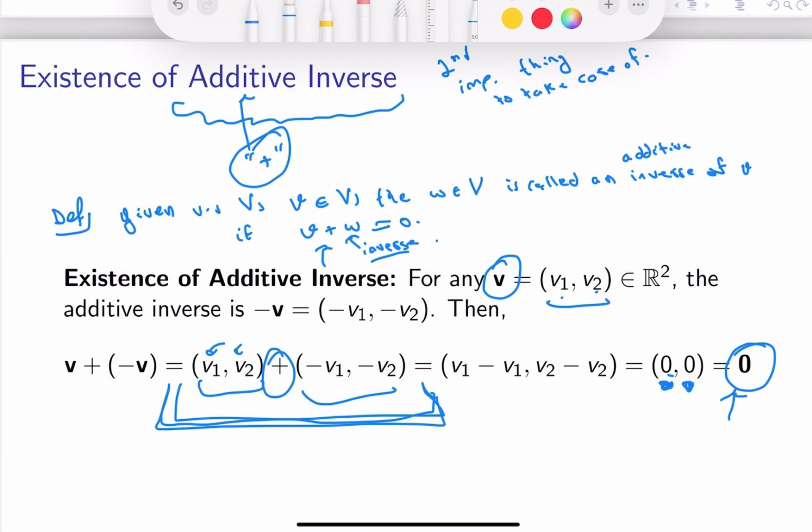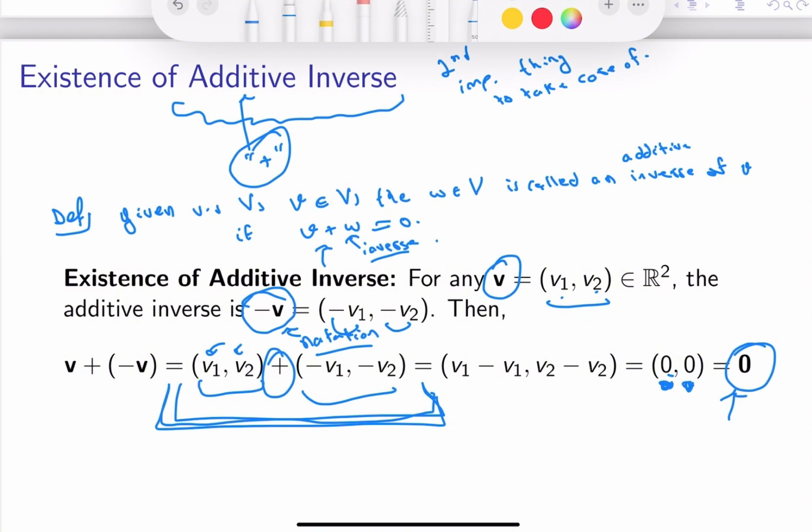Well, that's obvious. You need some sort of thing here that cancels this thing, and some sort of thing here that cancels this thing. So this generic vector that you started with, its inverse is going to be negative V1, negative V2. This is the vector, and this is a notation: we denote this by minus V.